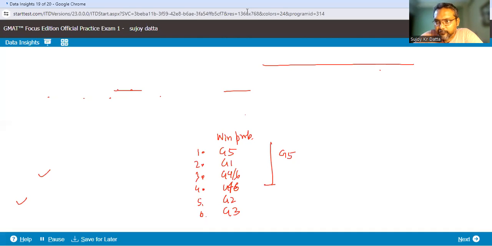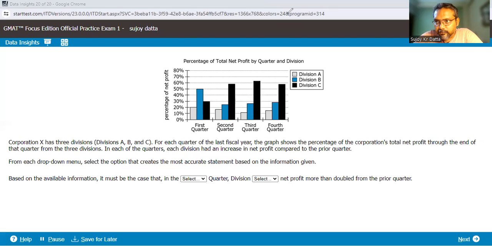All right, we are down to the last question. We hopefully have the time. All right, a corporation has 3 divisions, A, B, C. For each quarter, it captures the total profit through the end of that quarter from the 3 divisions. First, second, third quarter. In each of the quarters, each division has an increase in net profit. Profit has increased.